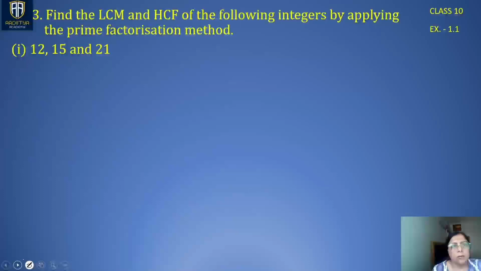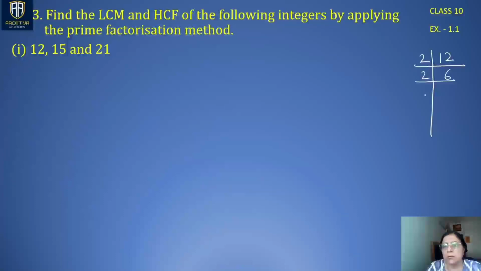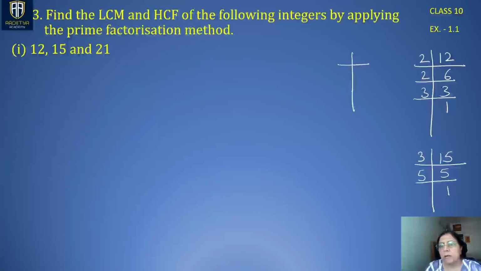So this is the verification of the formula. Now we have the third question. Find the LCM and HCF of the following integers by applying the prime factorization method. Right? So we have to do the prime factorization of all the numbers first. 12: this is 2 times 6, 6 is 2 times 3, and 3 times 1. Then we have 15. This is divisible by 3, 5, 1. And then finally we have 20. Finally we have 21, which is 3 times 7 and 7 times 1.